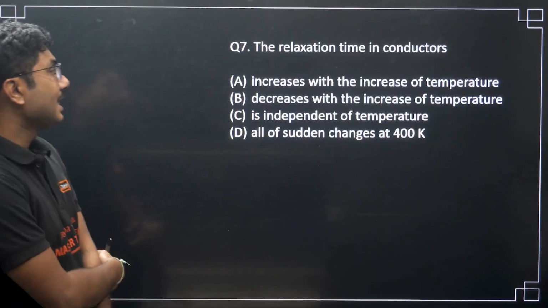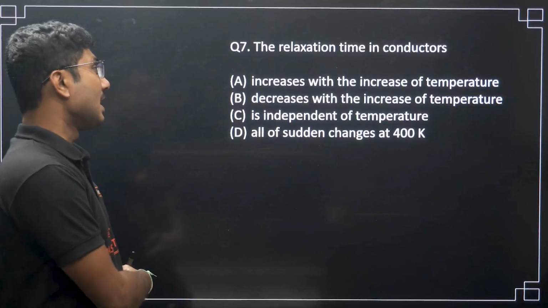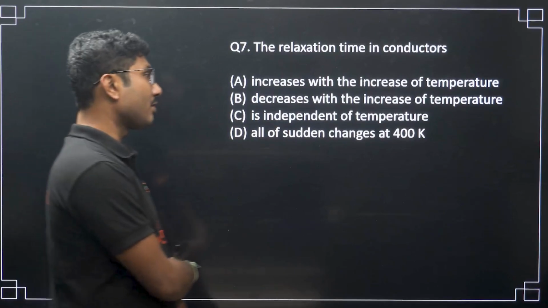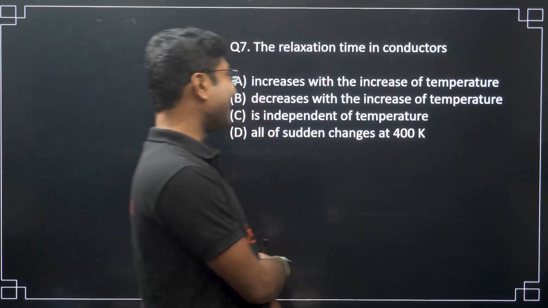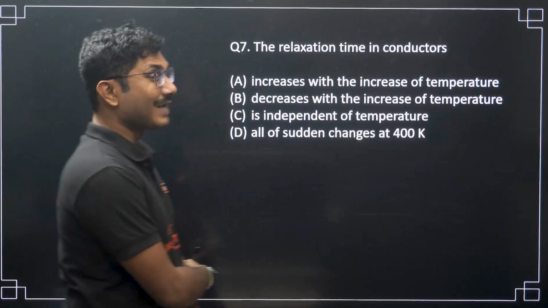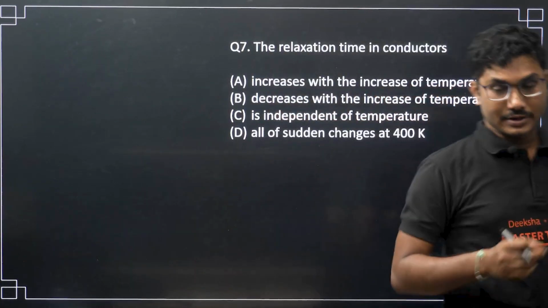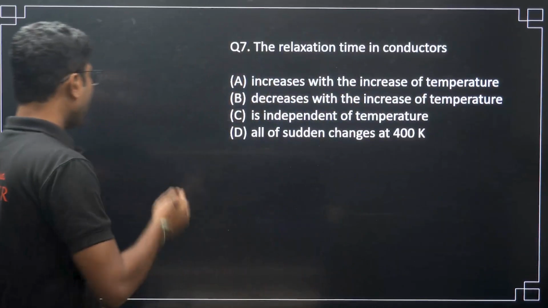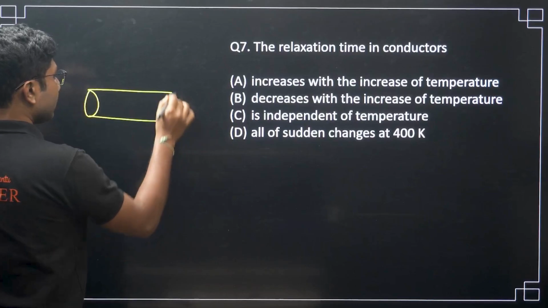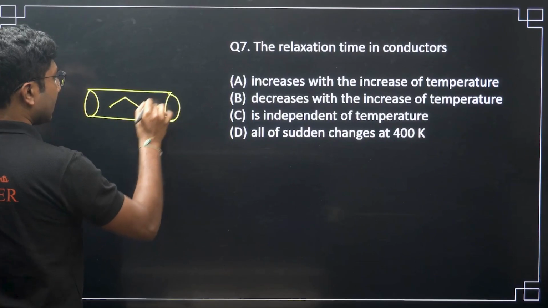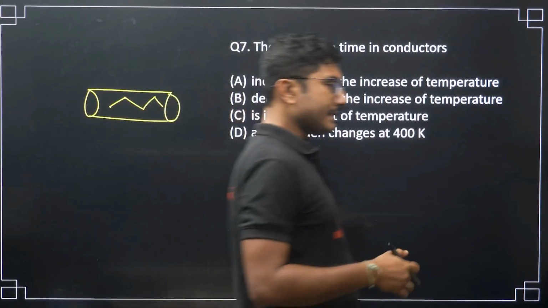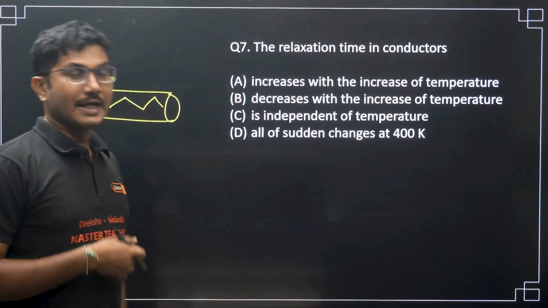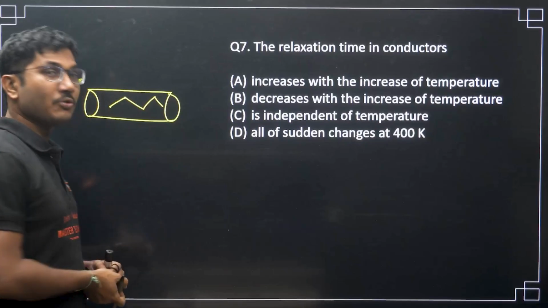Next, the relaxation time in conductors increases with the increase of temperature, decreases with the increase of temperature, is independent of temperature, or all of a sudden changes at 400 Kelvin. Now relaxation time means the time between collisions. If you increase the temperature, the collisions are more frequent. Electrons inside a conductor are colliding with other electrons and atoms. If you increase the temperature, the electrons will start vibrating more and it will create more collisions. So relaxation time will decrease.